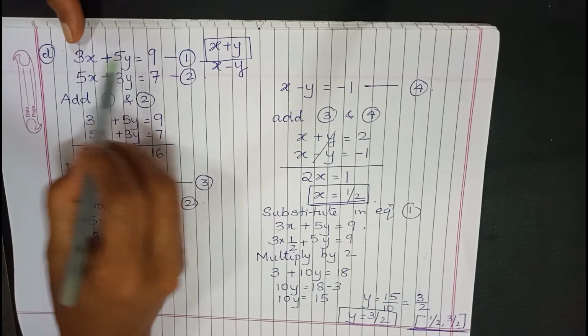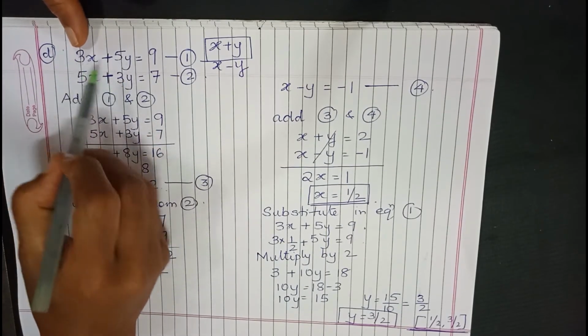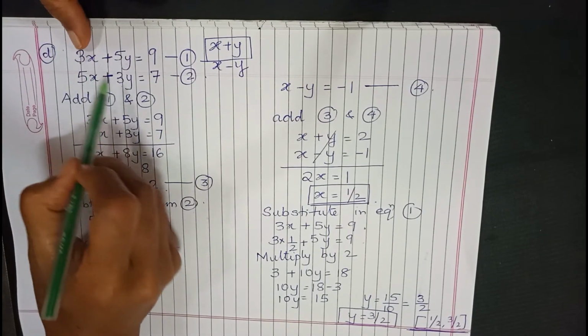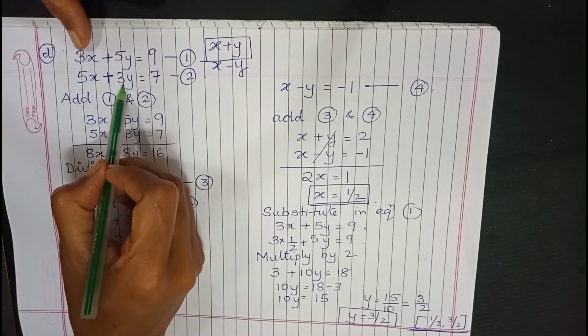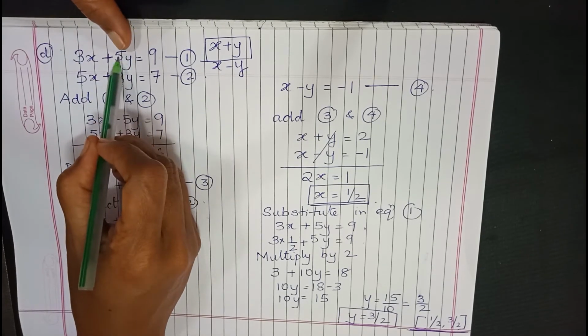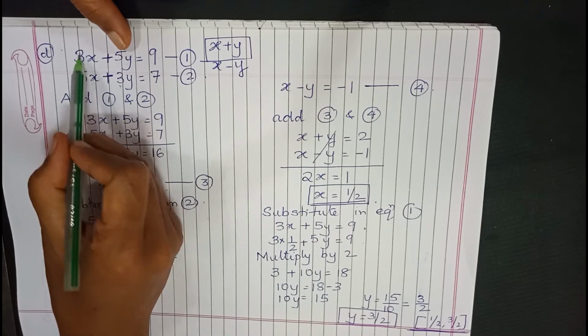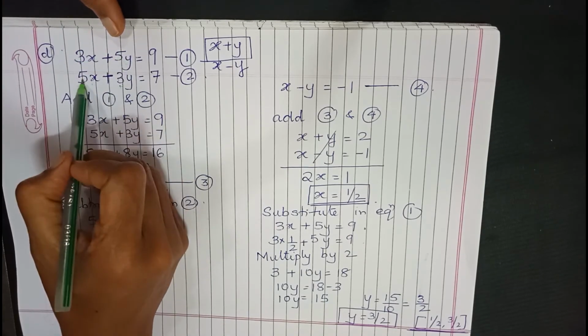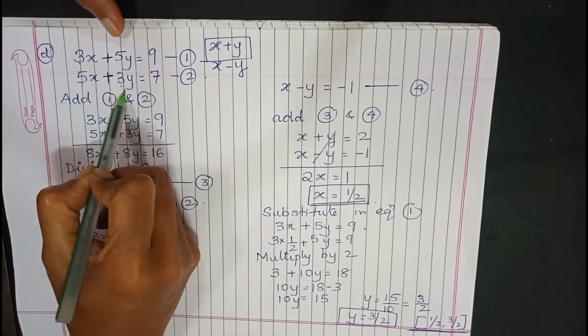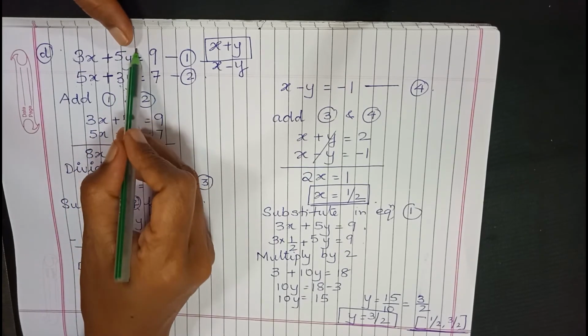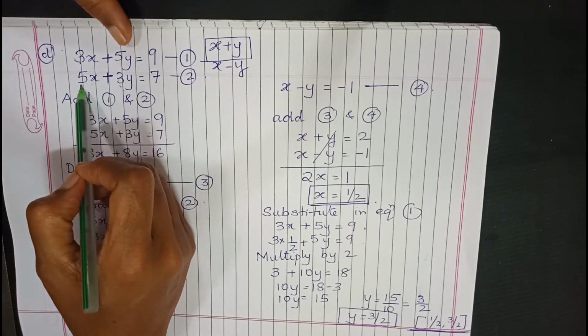Now here in this case you can see the coefficients are alternate. The coefficient of x here is 3 and the same coefficient is for y in the second equation. Here the coefficient of y is 5, which is the coefficient for x there. So you can see the coefficients are alternate. The one for x in the first equation is for y in the second equation, and the one for y in the first equation is for x in the second equation.